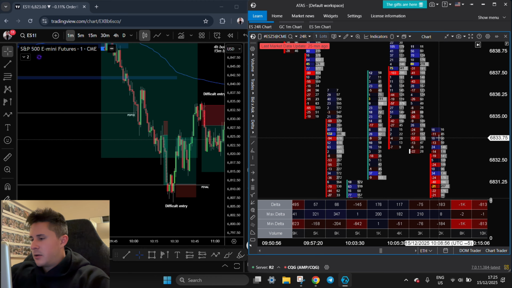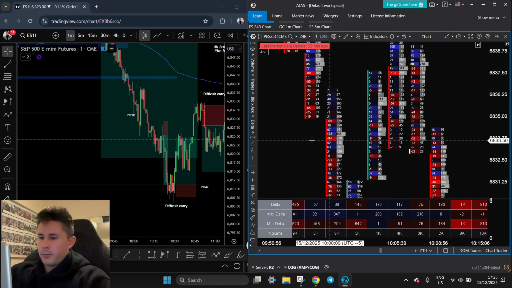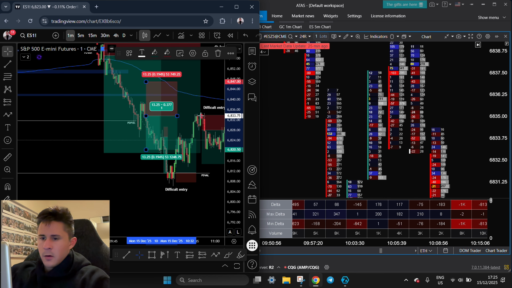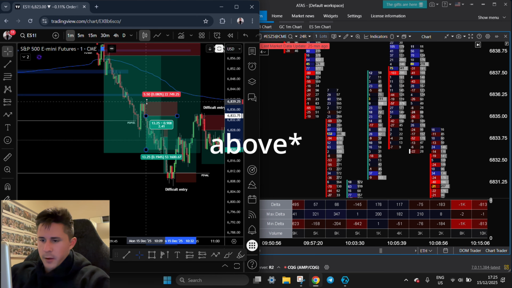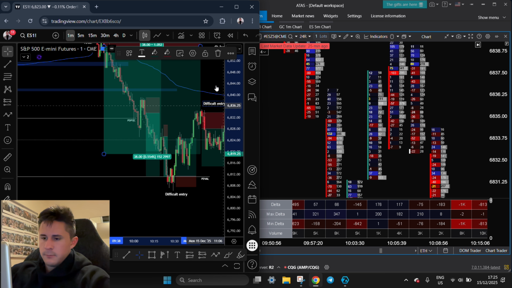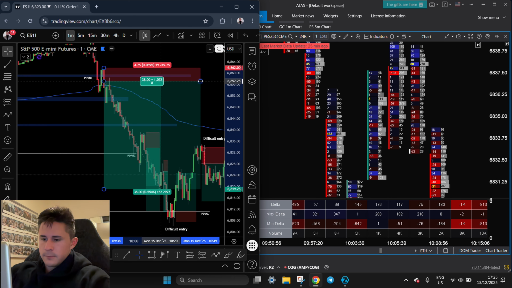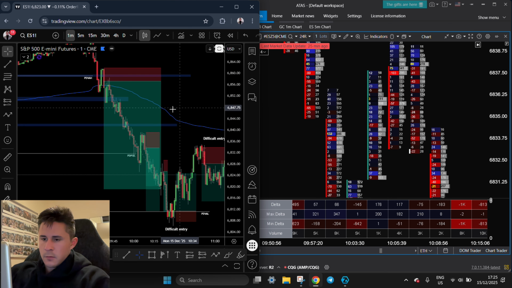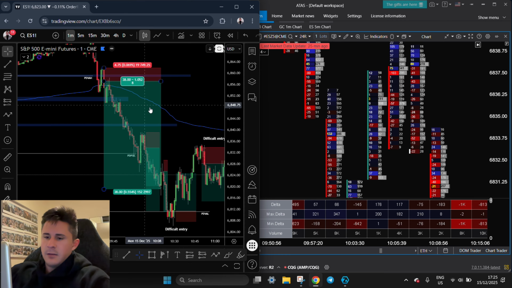So let's have a look here. You could have entered at 68.33. Where do you put your stop loss? You put it right under. What do you target? Target the previous day value area low. So that would have been a nice 4R. Not bad. Not bad at all. So here we already have 8 Rs.